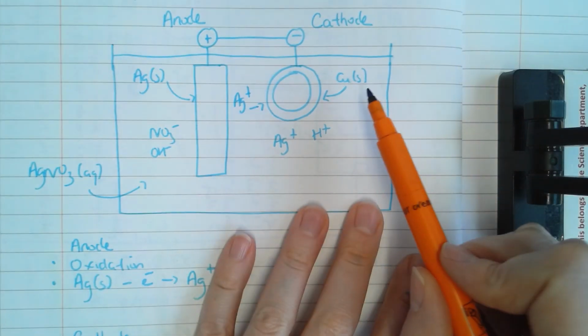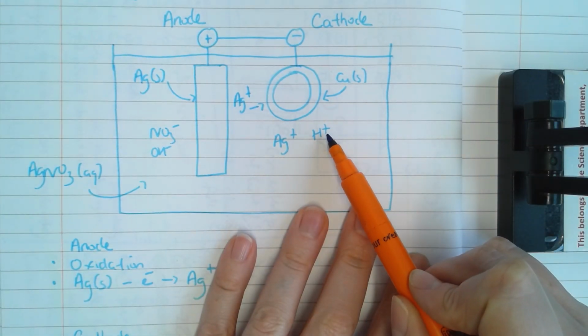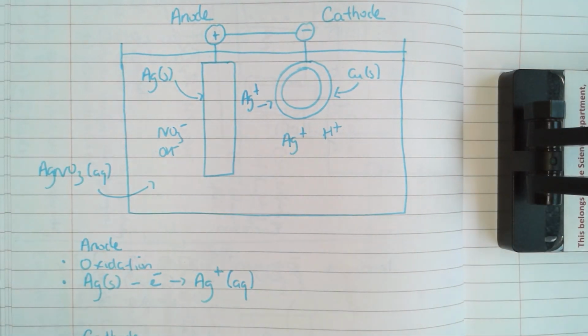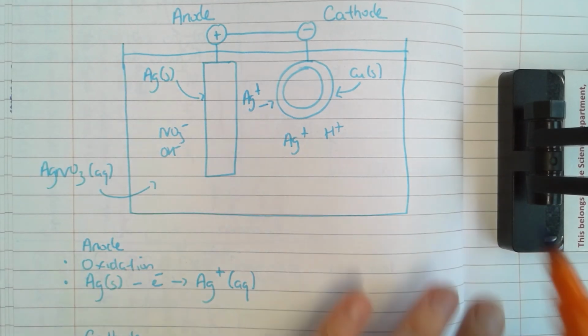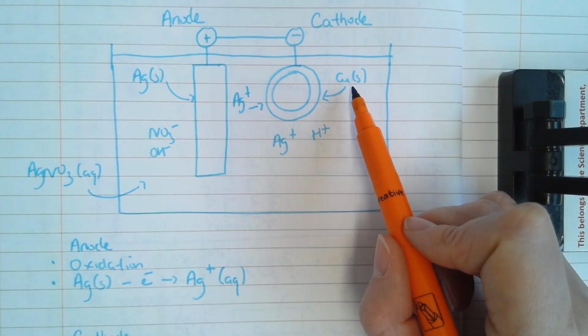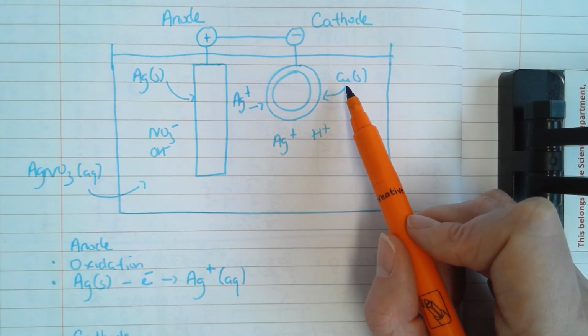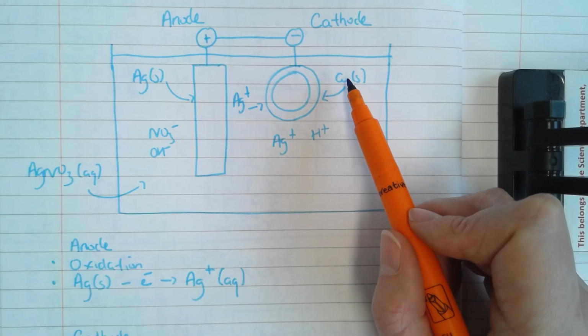So again, I've got three things: solid copper, H+, and Ag+. Now, reduction is obviously gain of electrons. Something has to gain electrons, all right? And you might zone in on the copper because that's what we've seen before. But remember, when we were reducing copper before, we were reducing a copper ion. Cu2+ had lost 2 electrons. We gave it the 2 electrons back.